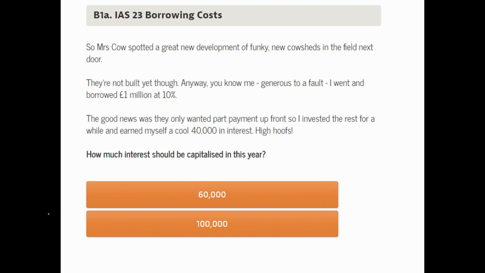Okay, so another example is saying, we have Mr. Cow who borrowed 1 million at 10%. But before he actually used the 1 million, he invested some of the proceeds and got interest income of 40,000. So the question is saying, how much interest should be capitalized in this year? Okay. So the first scenario, we said Mr. Cow borrowed 1 million at 10%. So what's the interest? We are going to say 10% multiplied by 1 million.